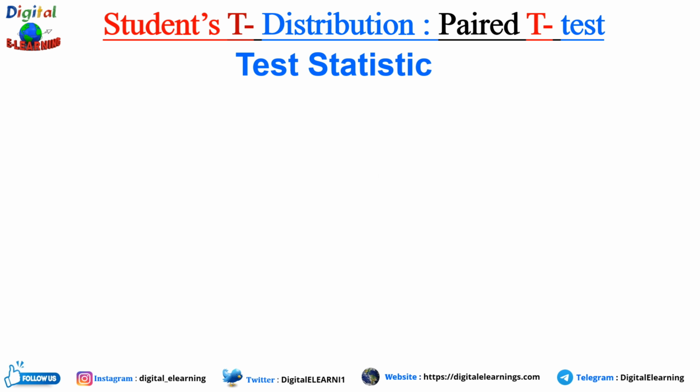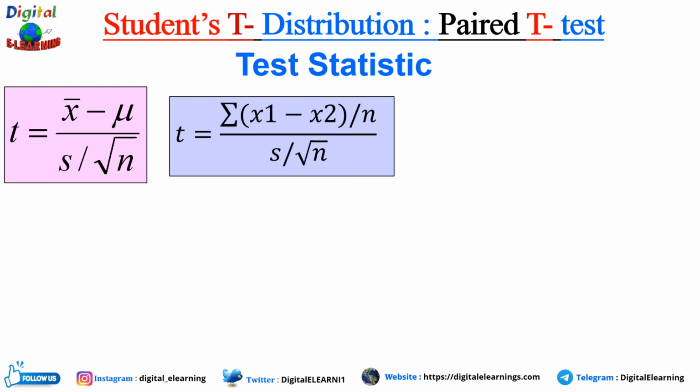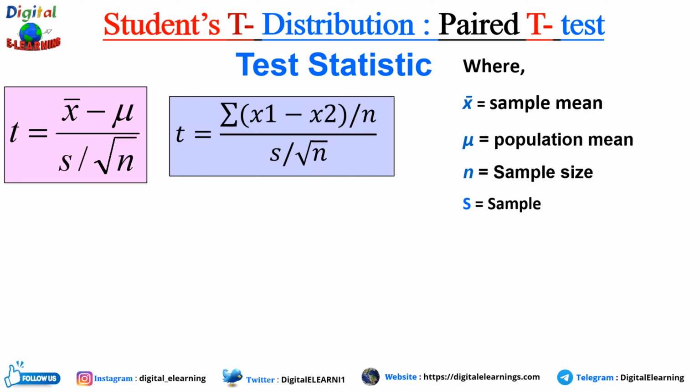Now let us look at the test statistic for the paired t-test. The formula for the t-distribution is t = (X bar minus mu) divided by (S divided by square root of n). For the paired t-test, you can expand it like summation (X1 minus X2) divided by n, divided by (S divided by square root of n). Here X bar is the sample mean, mu is the population mean, n is the sample size, and S is the sample standard deviation, and X1, X2 are the before and after observation readings.